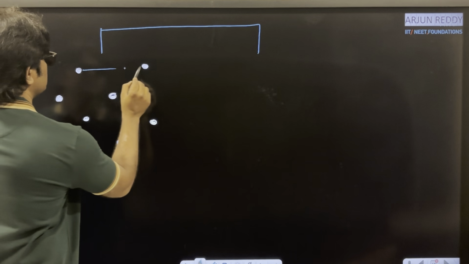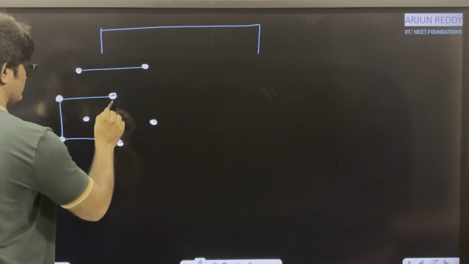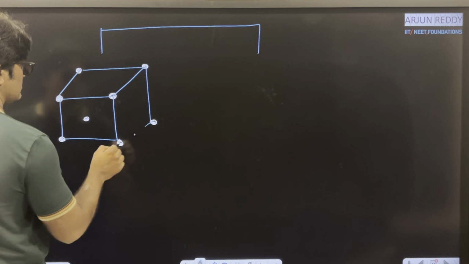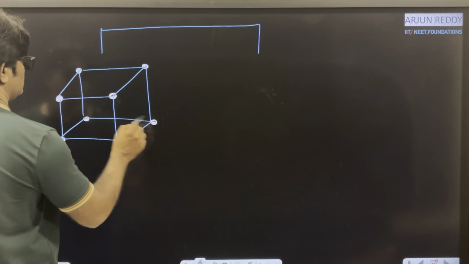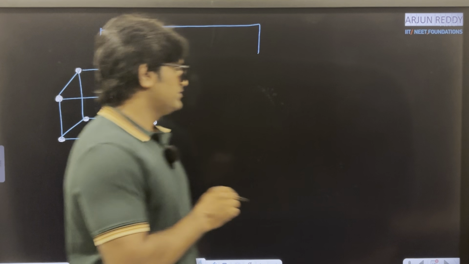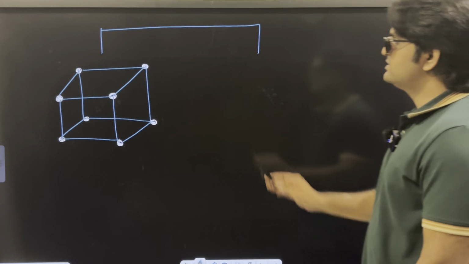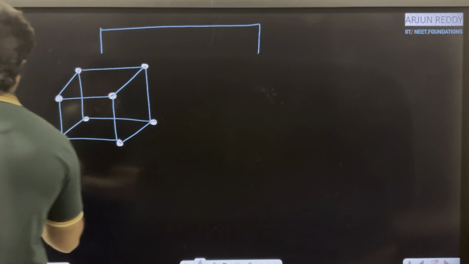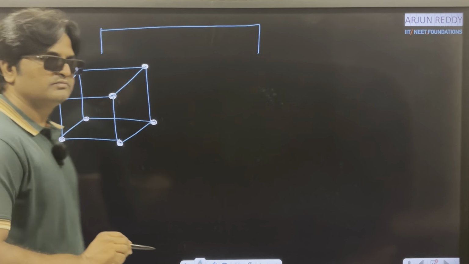I am just connecting like this, C-C bond, C-C. Clear? This is the cubane molecule. Okay, same as previous, same cubane. Here I am taking, for example, this given compound, and they are asking what is the degree of unsaturation.